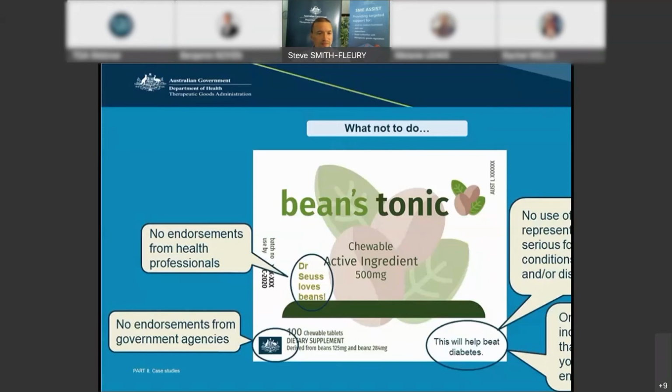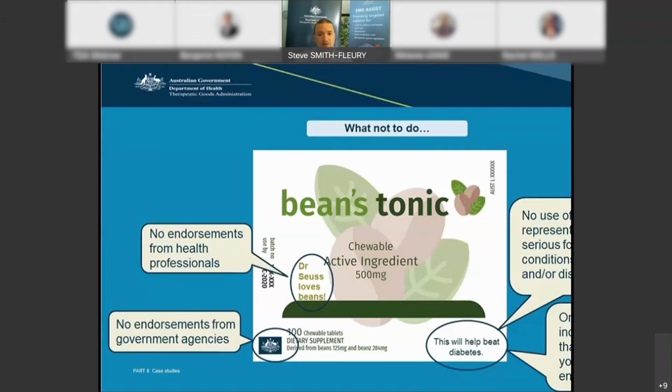A restricted representation is defined in the legislation, but generally they're serious forms of diseases, conditions or ailments that ought to be diagnosed and managed by a health professional. So this indication regarding diabetes is also a breach, as diabetes is a restricted representation.